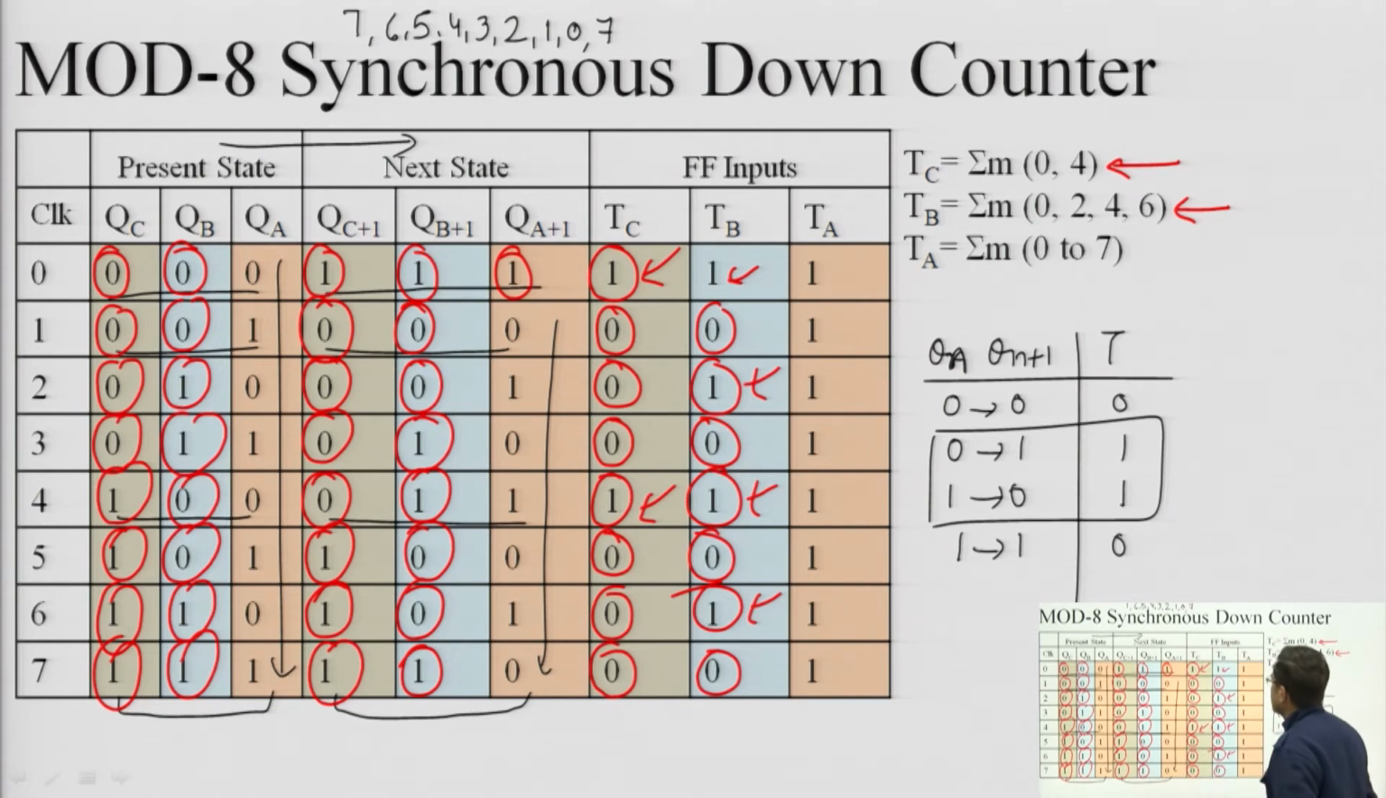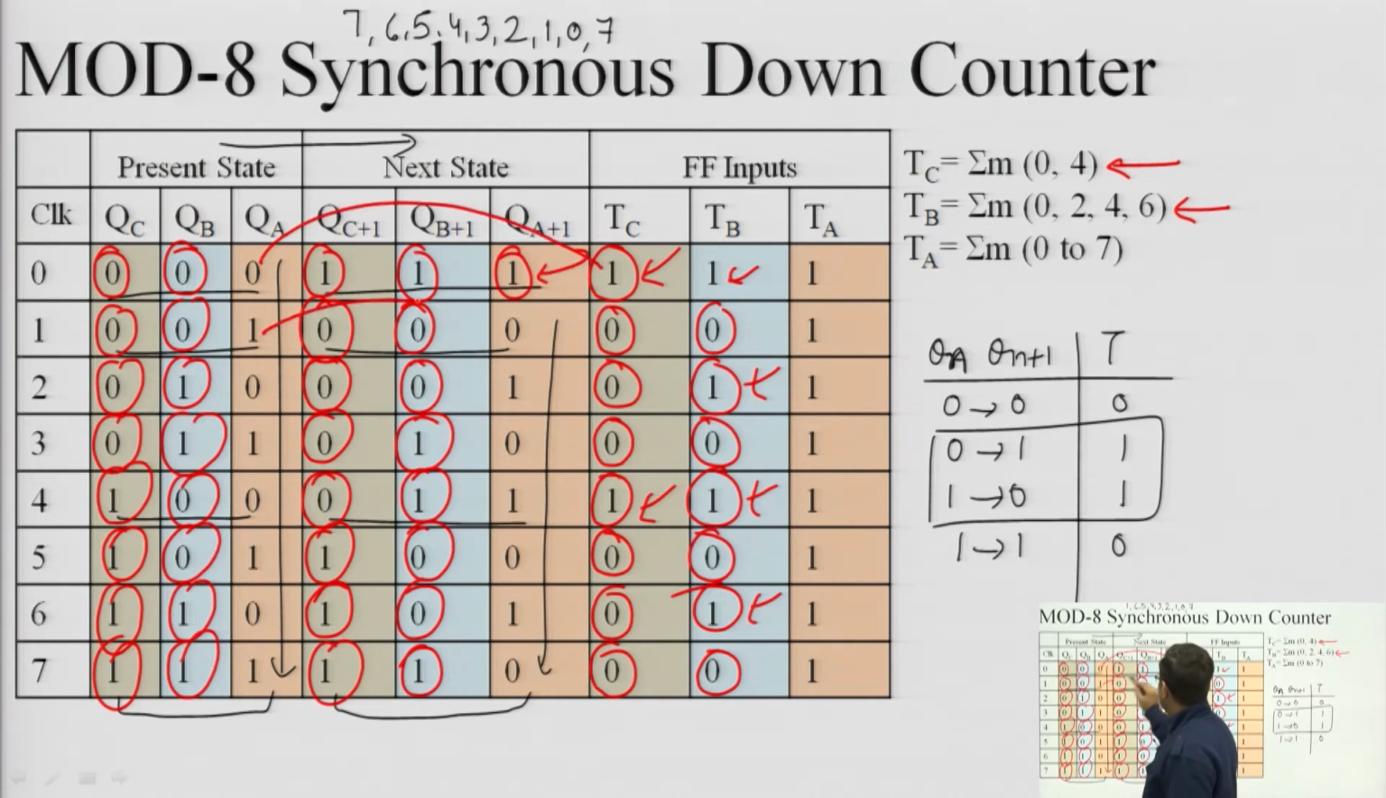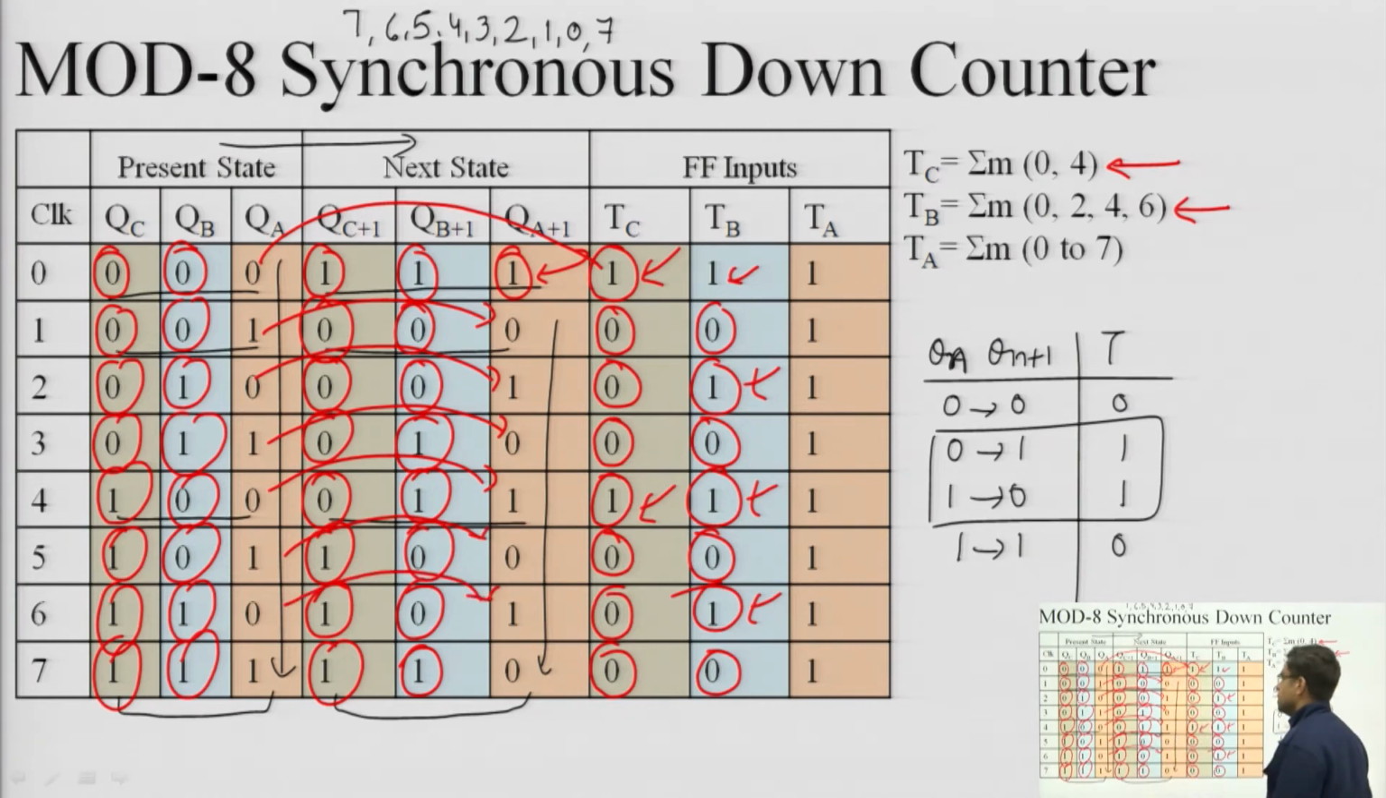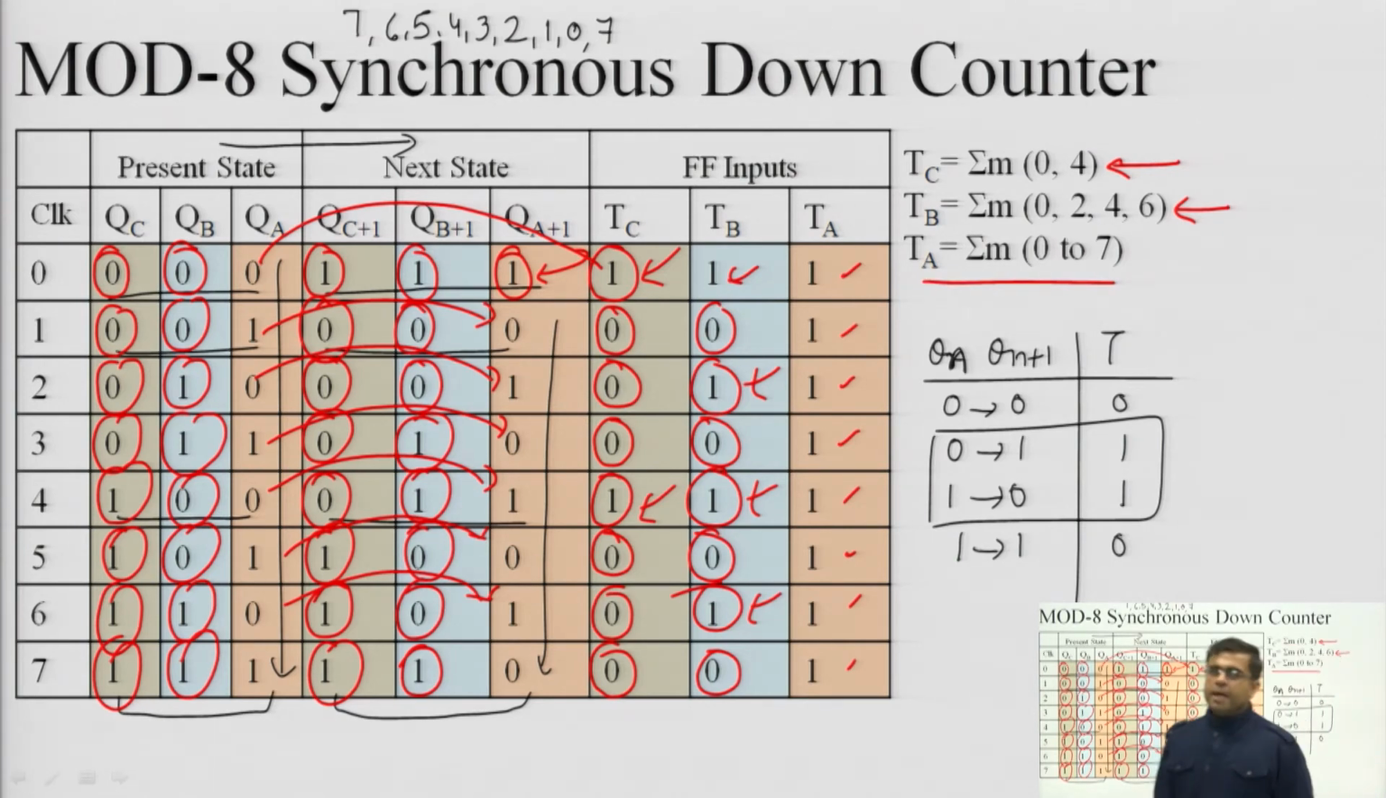Similarly, for T A you can check: 0 to 1, 1 to 0, 0 to 1, 1 to 0. That means in all the cases there is a transition, so for all the cases T must be equal to 1. That is why T is 1 in all the cases, and T A is written for all 0 to 7, the 8 high terms.